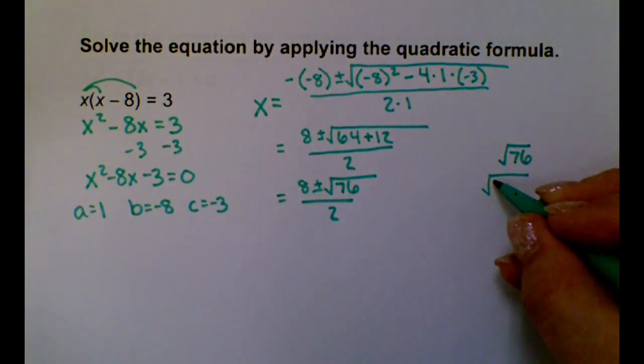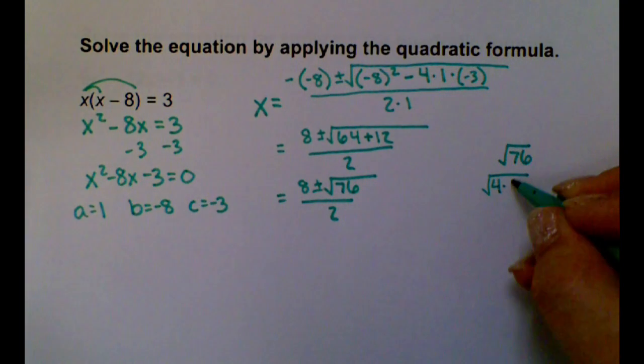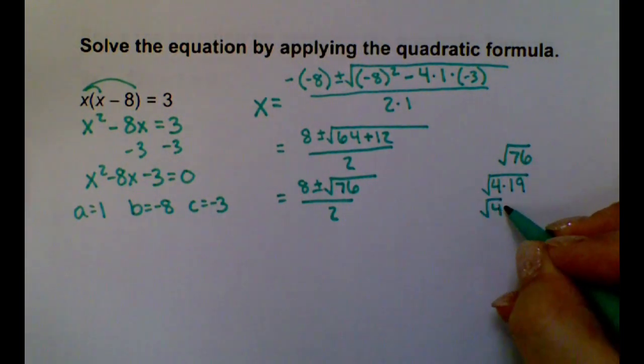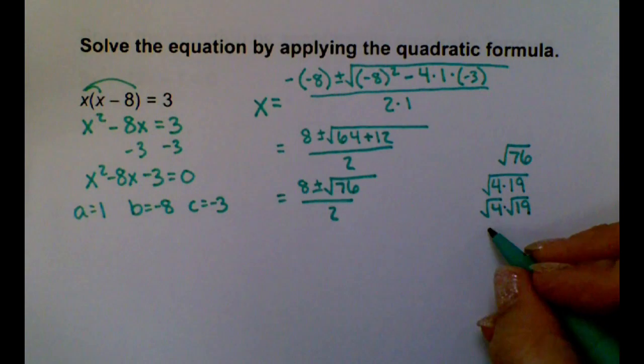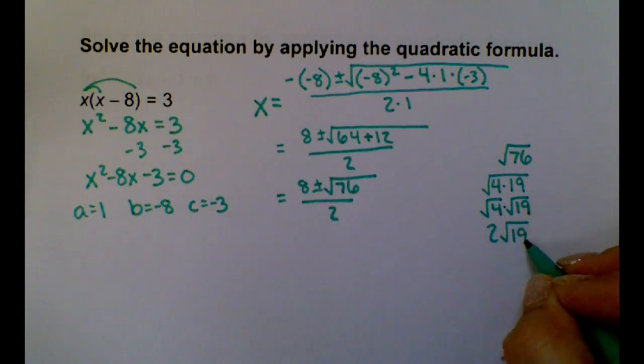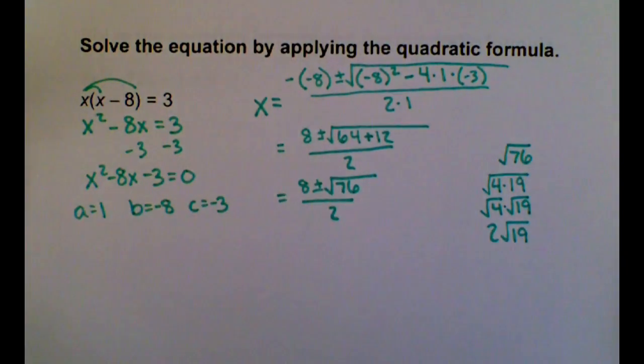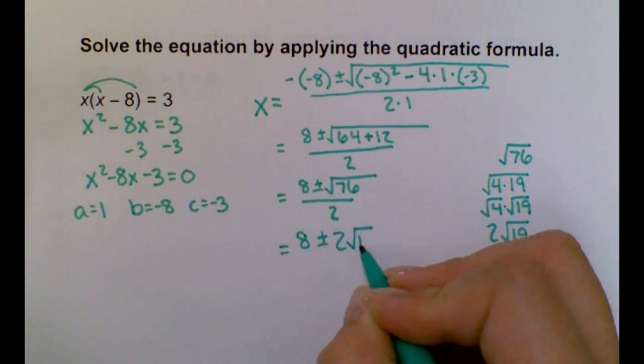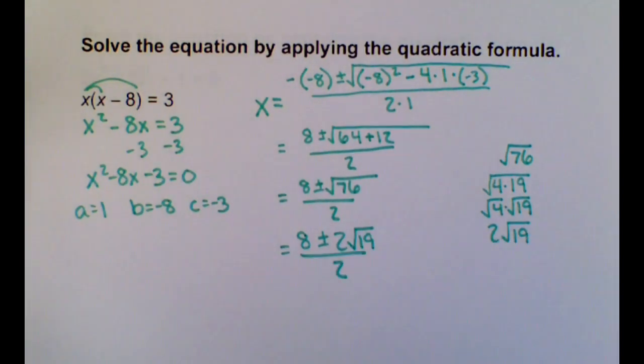I think maybe 4 does. 4 times 19. Awesome. Square root of 4 times square root of 19 makes it 2 square root 19. I happen to know 19 is prime, so it can't go any further. We have 8 plus or minus 2 square root 19 all over 2.